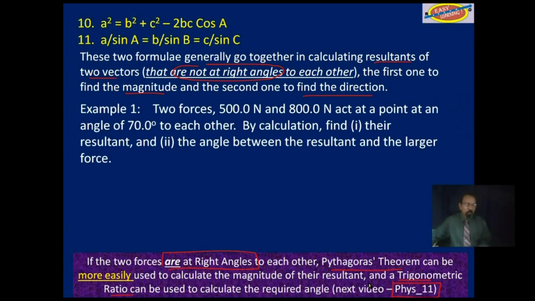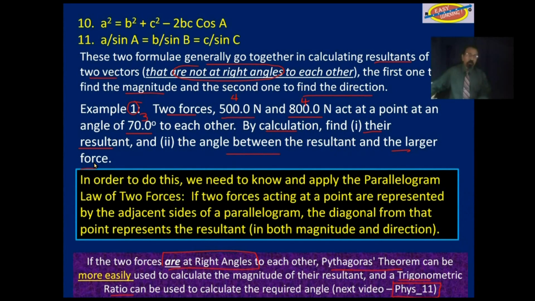So let's look at example 1. Two forces, 500.0 newtons and 800.0 newtons, act at a point at an angle of 70.0 degrees to each other. Notice this one has 4 significant figures, this has 4, and this one has 3. So we will have to limit our answer to 3 significant figures. By calculation, find their resultant and the angle between the resultant and the larger force.